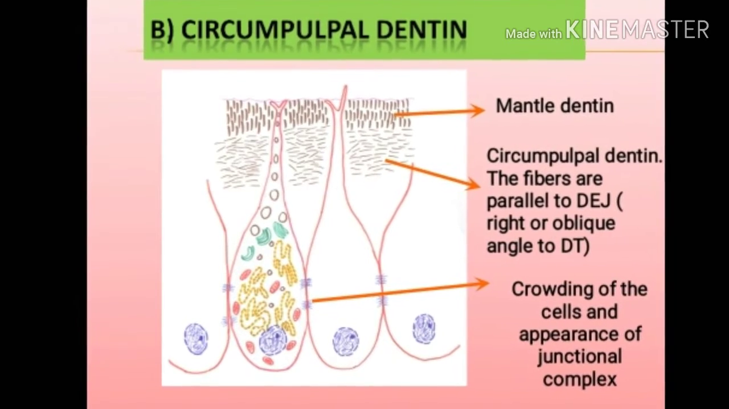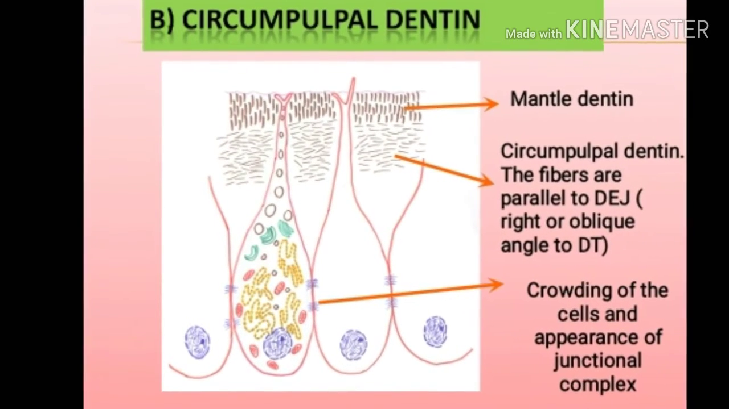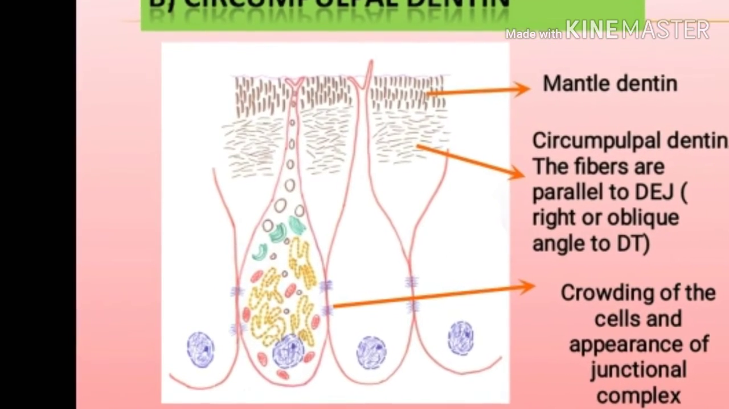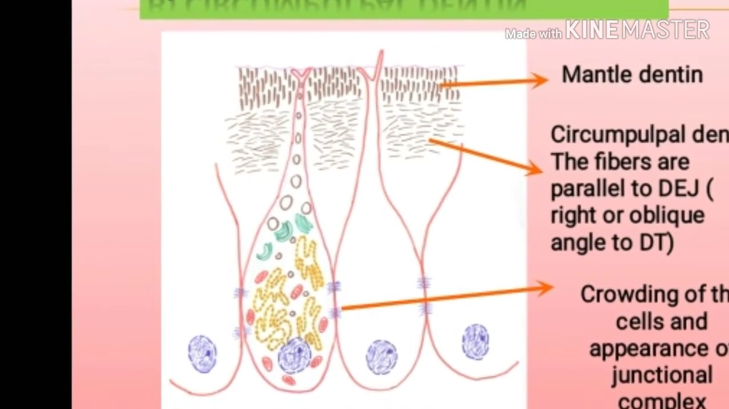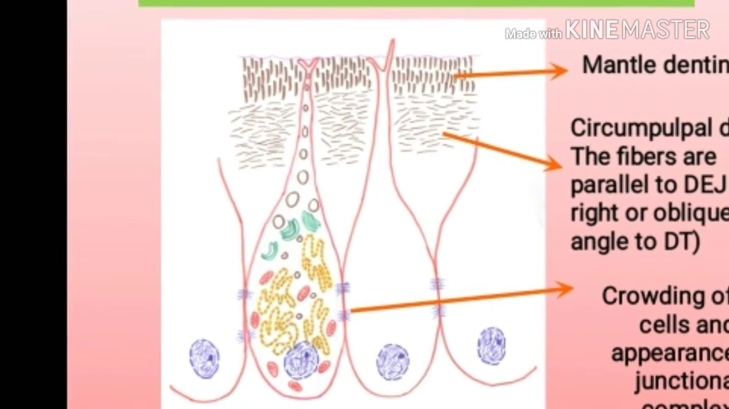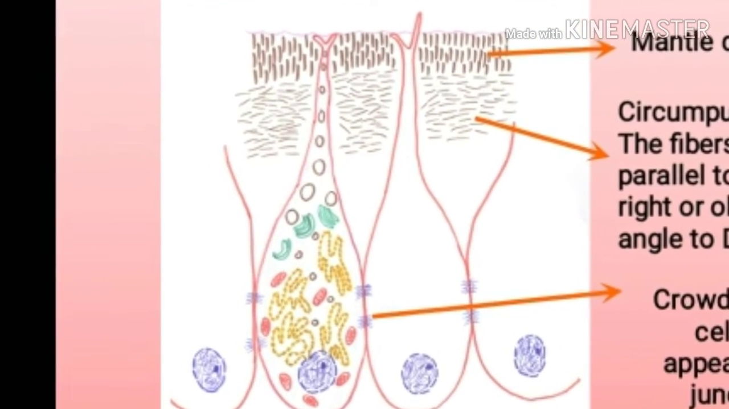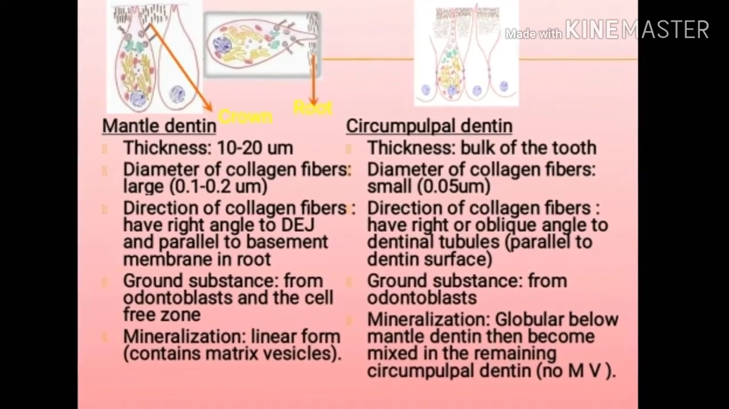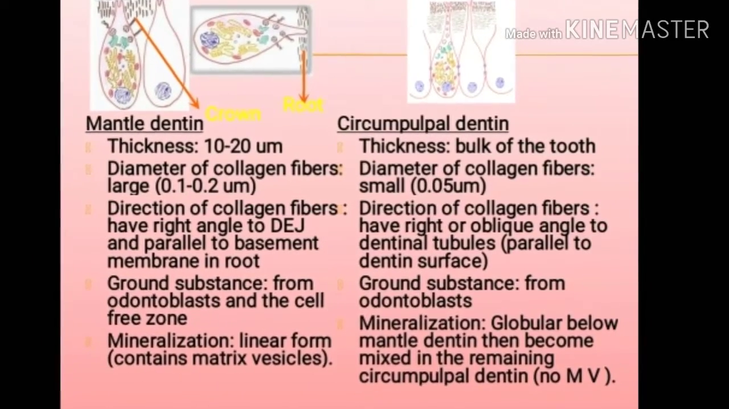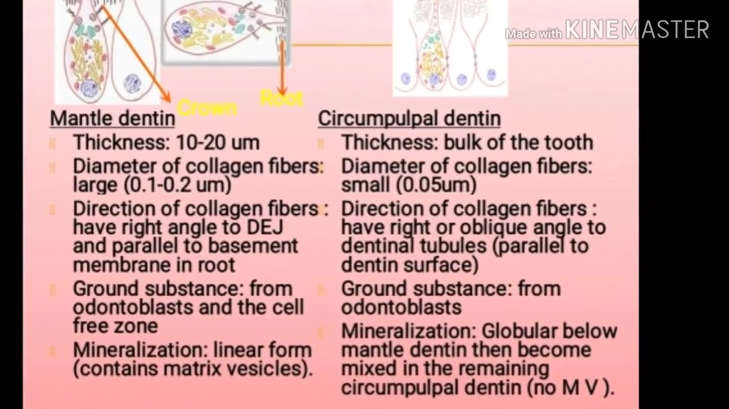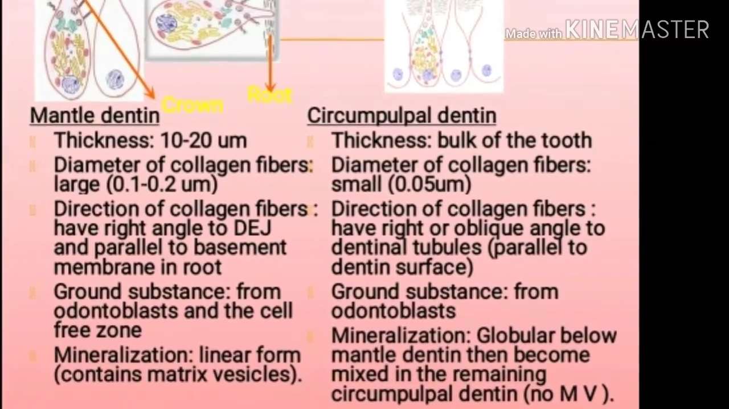Fibers perpendicular to the dentino-enamel junction. In the circumpulpal dentin, the fibers are parallel to the dentino-enamel junction, at a right or oblique angle to the dentinal tubules. Rounding of the cells and appearance of the junctional complex is also shown. Differences between the mantle dentin and the circumpulpal dentin. The thickness of mantle dentin is 10 to 20 micrometers, while the circumpulpal dentin forms the bulk of the tooth.